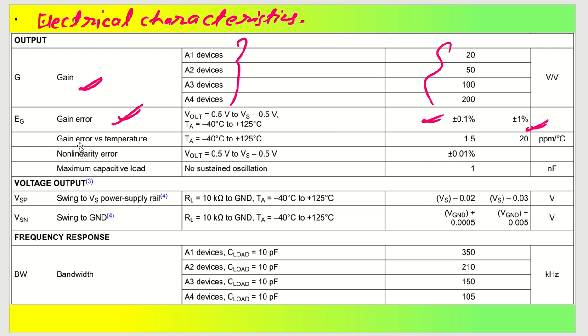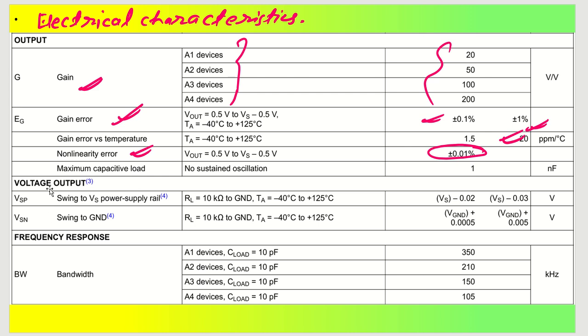Coming back to the gain error versus temperature, if you vary the temperature to a very high value, it is not changing more than 20 ppm per degree centigrade. Okay, so it is just 20 ppm per degree centigrade. Coming back to the non-linearity error, the non-linearity error is very good, which is just plus minus 0.01%.